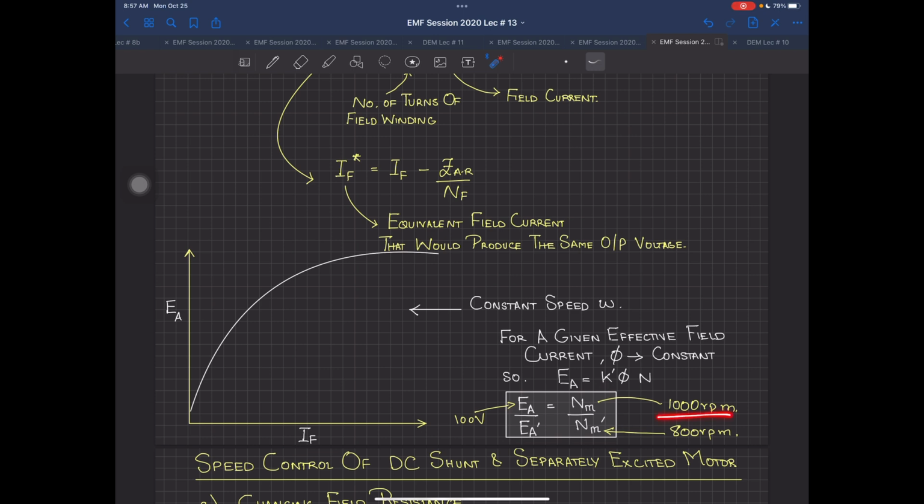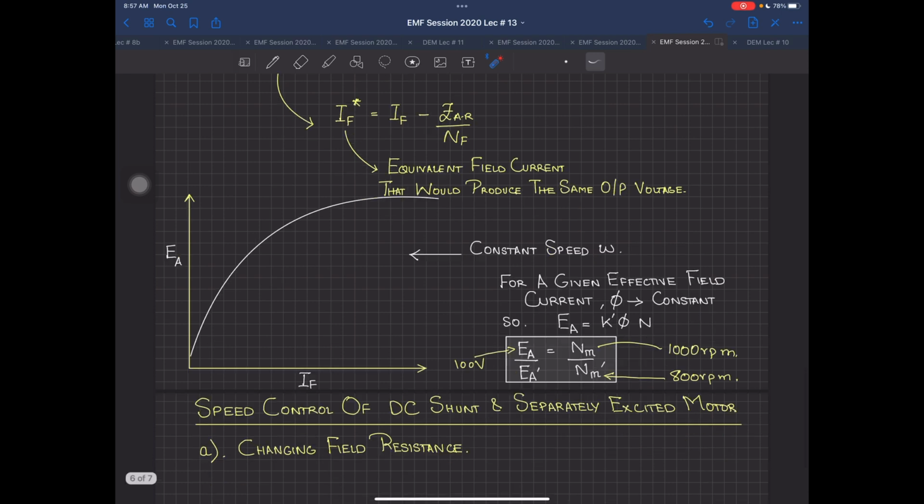So in the question, you will be asked that, okay, this is the speed, this is the EMF that is being produced in your magnetization curve. Kindly tell us what is going to be the EMF at 800 RPM, keeping the field current constant, which means flux phi is constant, K is already constant. So you can easily find it out, because you have one unknown quantity and 3 known quantities over there.